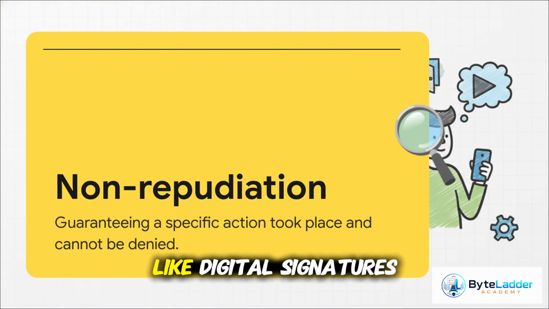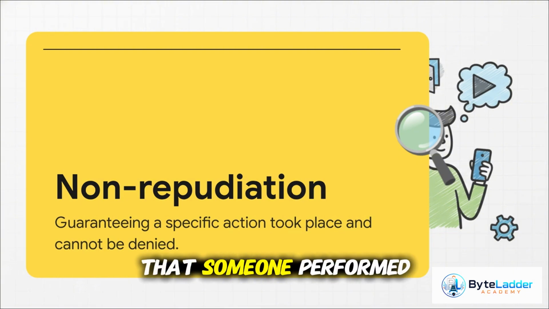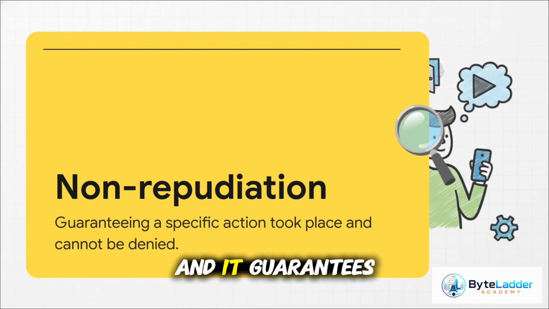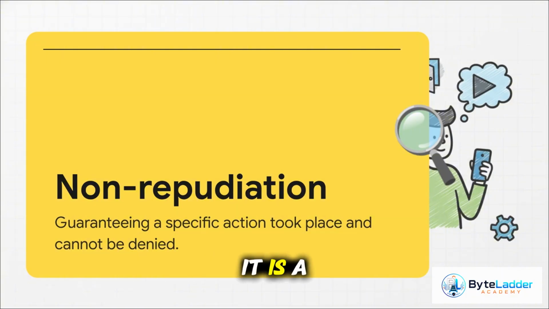Beyond the CIA Triad, we also rely a lot on a concept called non-repudiation. This uses tools like digital signatures to help prove that someone performed a specific action, and it guarantees they cannot easily deny it later. So, if I send an email with a cryptographic digital signature, I can't claim later on that someone else sent it. It is a fantastic security measure. But again, if the process of signing that single email takes a user 10 minutes to configure, they simply aren't going to use it.